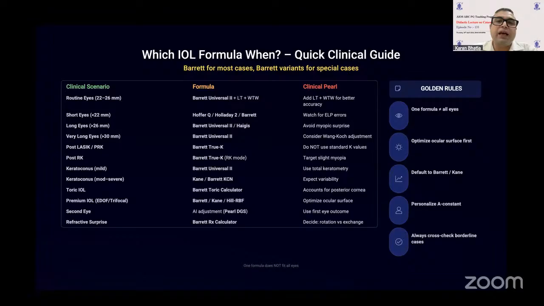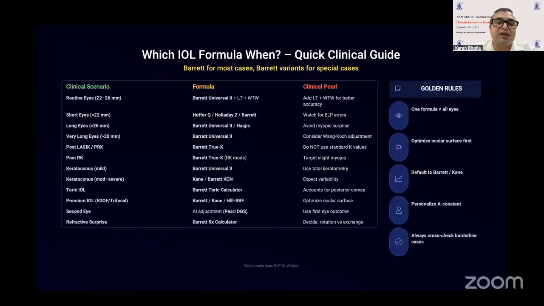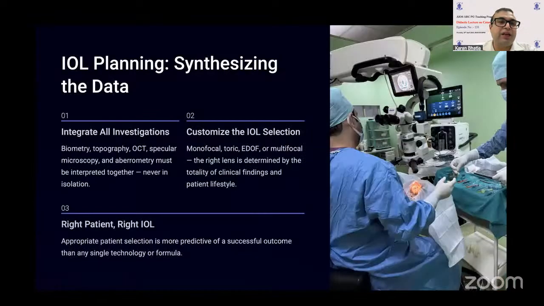And if it's not available, you can go for the SRKT. This is an online calculator tool that has been developed by Dr. Zain Khatib. This has got all the parameters that I have discussed. All of this is a summary. This is the link, and it's all freely available on the UOC website. And it helps to plan and do cases as well.